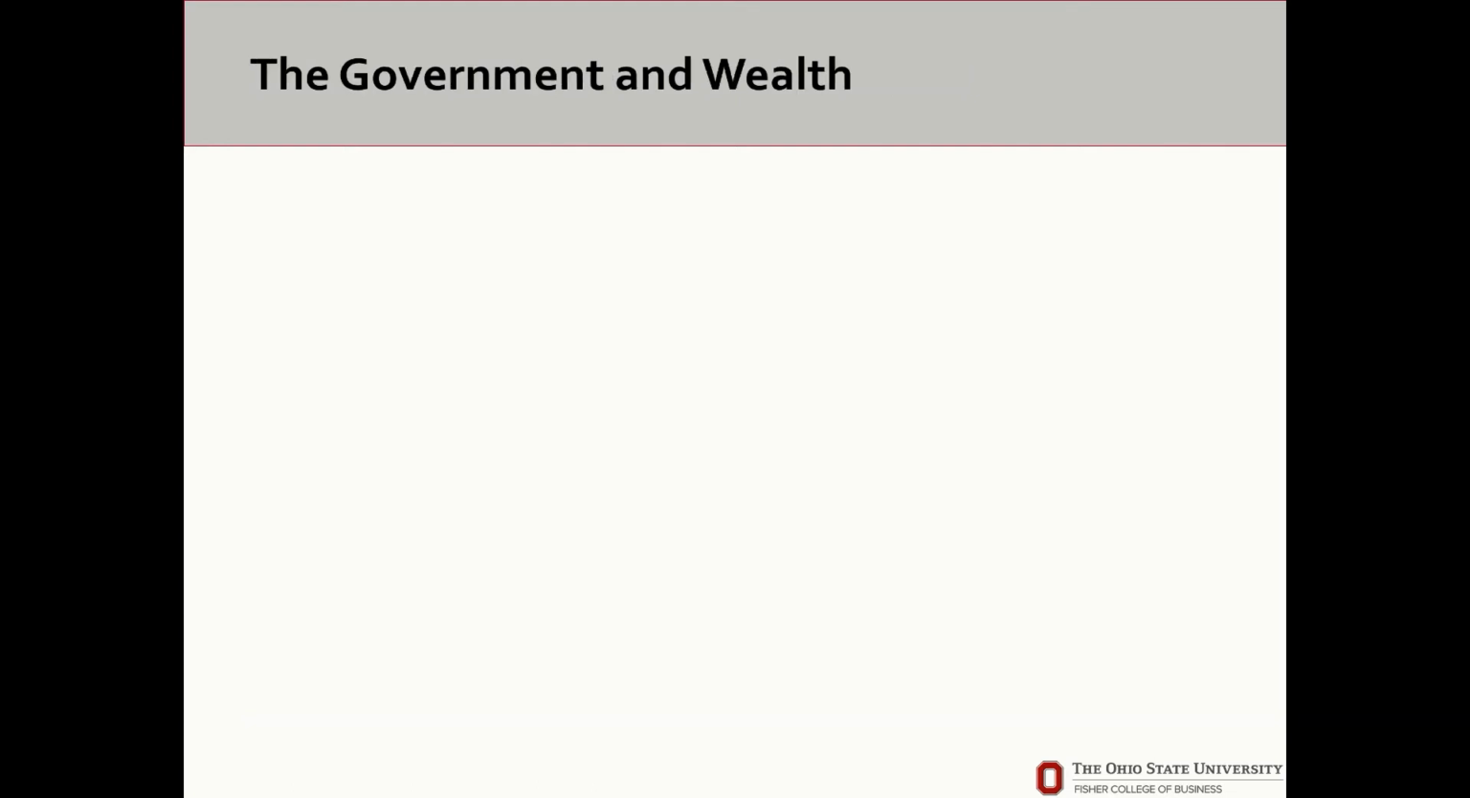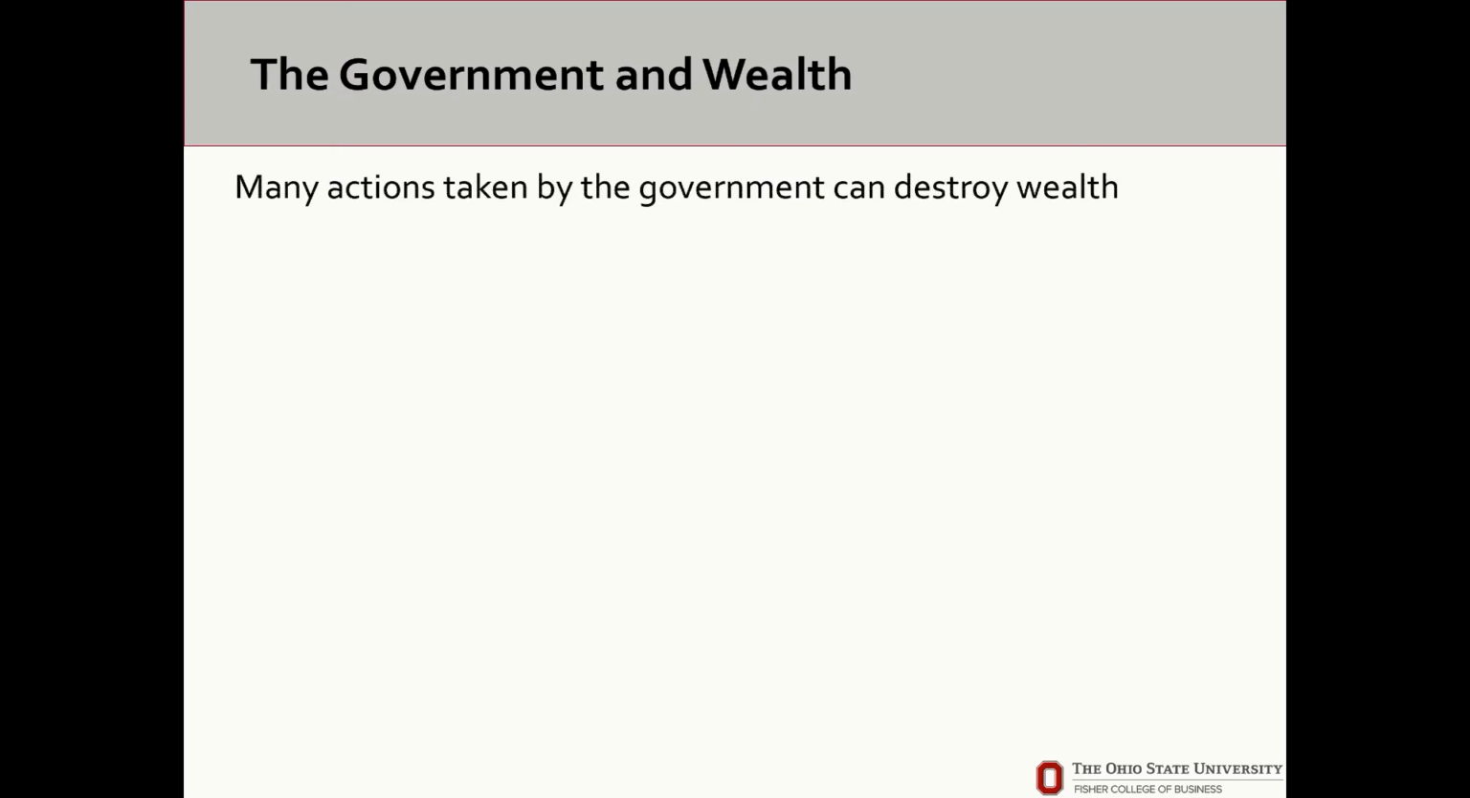Let's spend a few minutes talking about the ways that government affects voluntary transactions and the creation of wealth. There are many actions taken by the government that can actually destroy wealth. Taxes destroy wealth by preventing some voluntary transactions. This occurs because taxes are added to the price. Therefore, some transactions will be prevented because the tax plus the seller's value is greater than the buyer's value. As a result, there's no room to transact and the transaction does not occur.